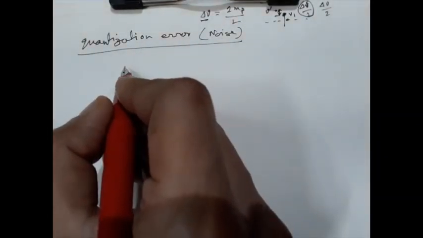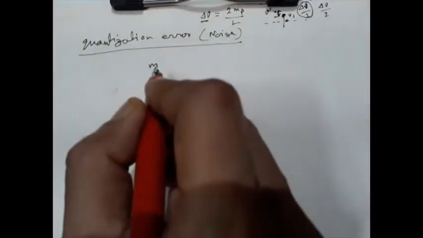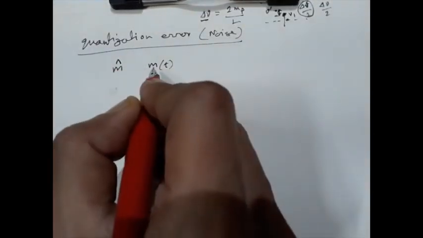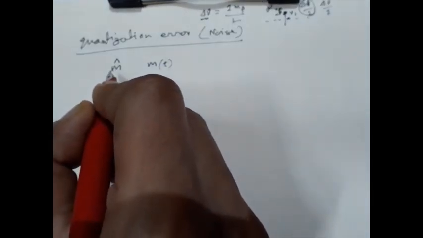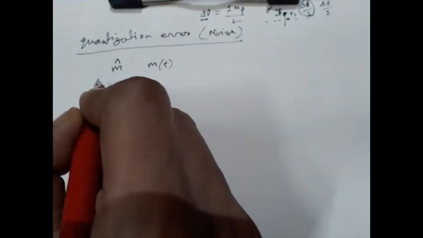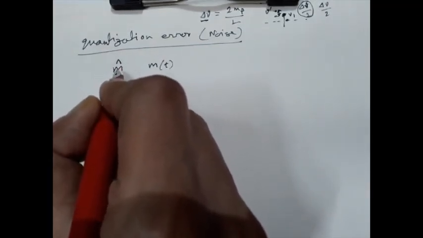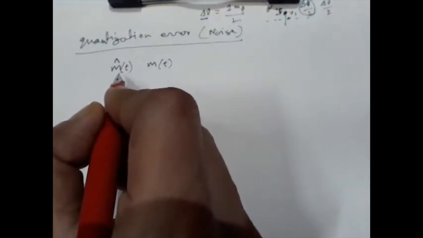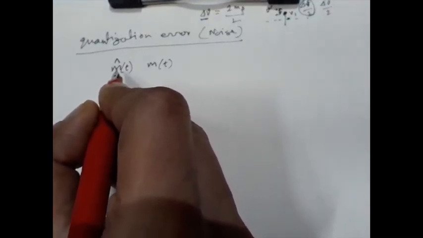Suppose M of t is the original message signal that is recovered. Now what we do, we take the sample of M, then quantize it, and then recover it back to the analog signal. That message signal becomes M cap t. So M of t was the original message, and M cap t is the message recovered from its quantized samples.